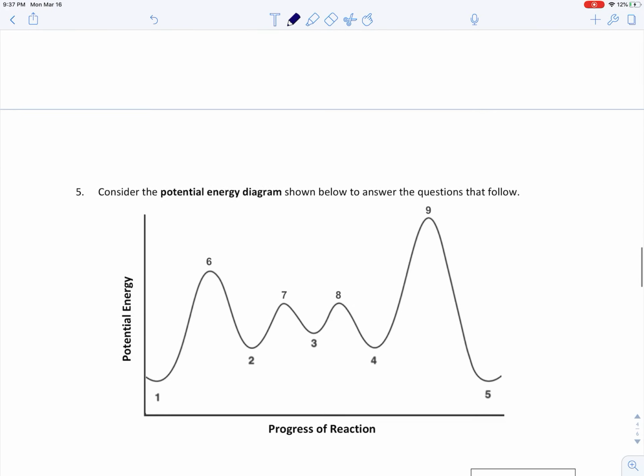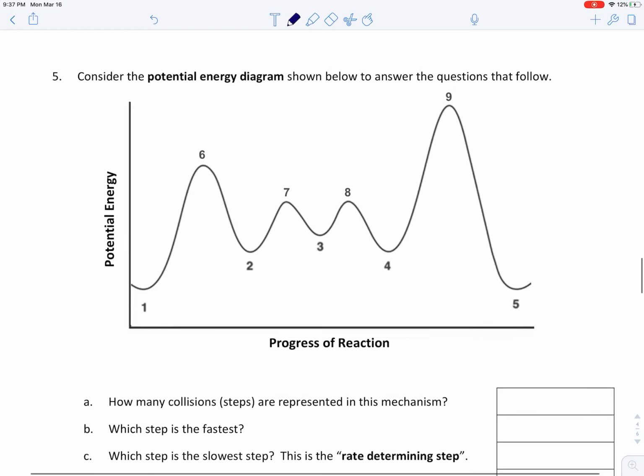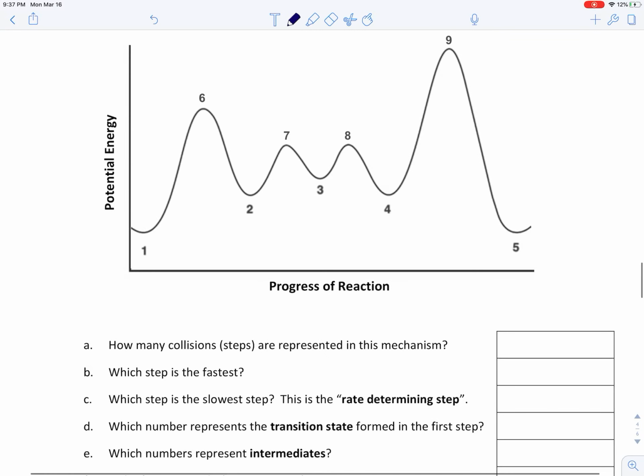All right. This next question shows us a potential energy diagram and then asks us several questions down below. So the first question we're being asked about is how many steps or how many collisions are in this mechanism. Well, we can see there's 1, 2, 3, 4 hills in the potential energy diagram. So because of that, there must be 4 steps in the reaction mechanism.